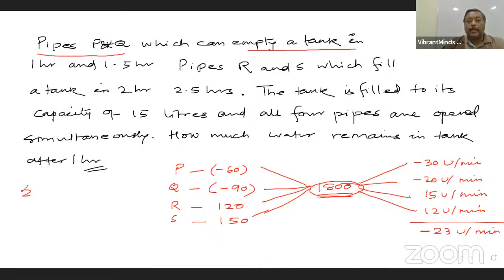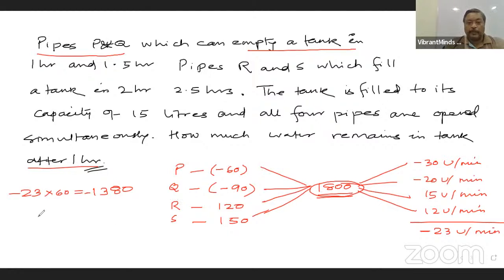Now see, we have to find how much water remains in the tank after 1 hour, that is 60 minutes. So minus 23 into 60, and that is how much? So 0, 6 3 is 18, carry forward is 1, 6 2 is 12, and 1 is 13. So minus 1380 units is drained out. So how much remains? It is 420 units.